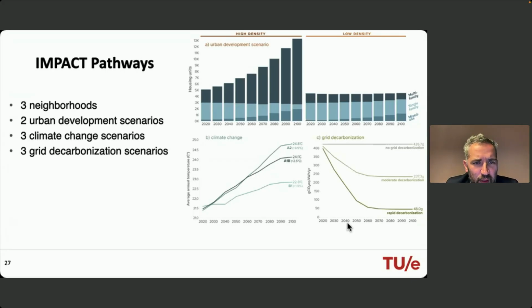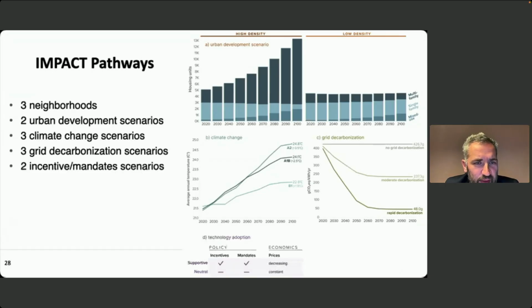And then the policy incentivization was whether it's a policy that helps you buy PVs or not. And so that was also built into that. So you can see there's a lot of combinations, the 3 times 2 times 2 scenarios. And so you run all of those for every decade between 2020 and 2100. And then we look at a lot of graphs.